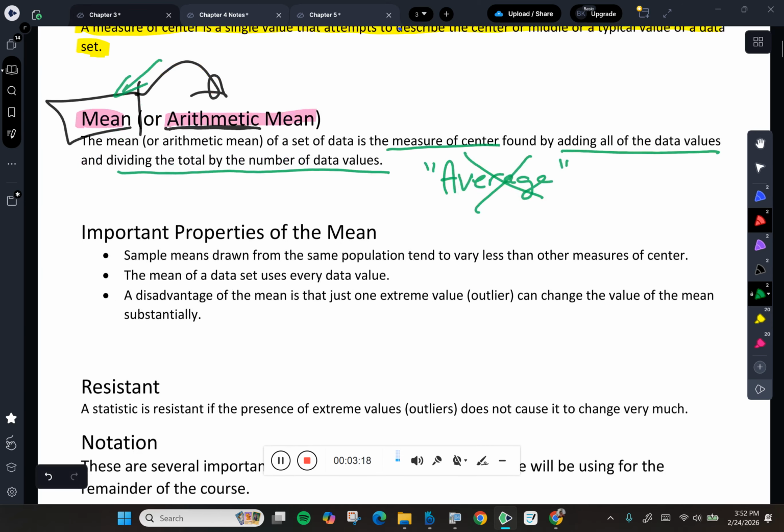Okay? There are some important properties. There are reasons to use the mean. Right? One of the reasons to use the mean is samples drawn from the same population tend to vary less than other measures of center if the measure of center that you calculate is the mean of that data set. Now, what the heck does that mean? What is that statement supposed to tell me?